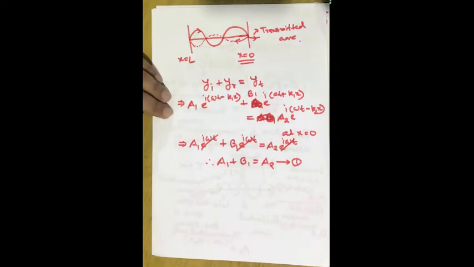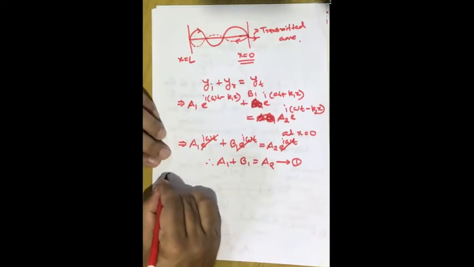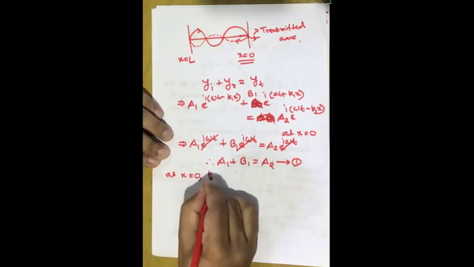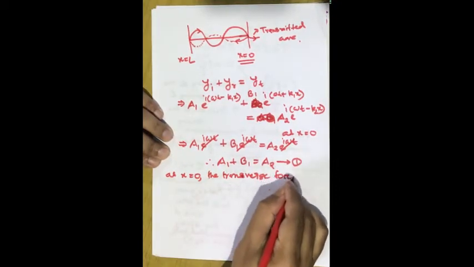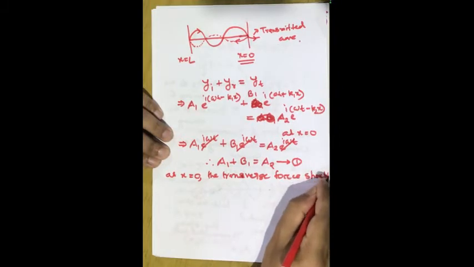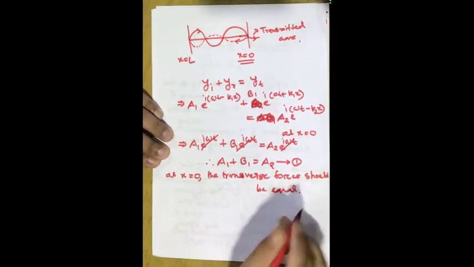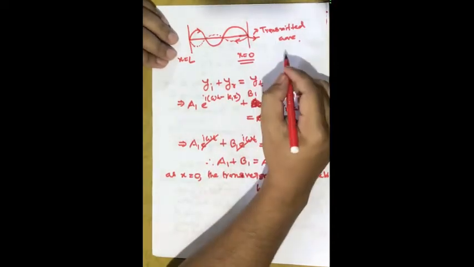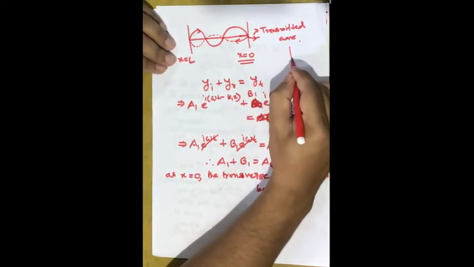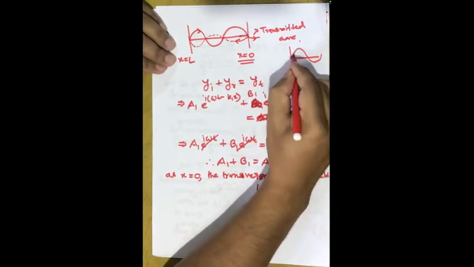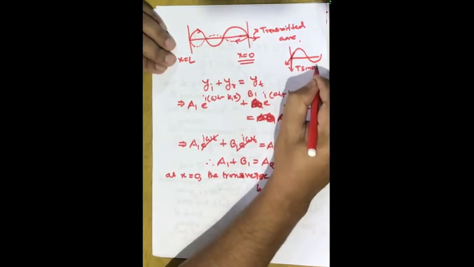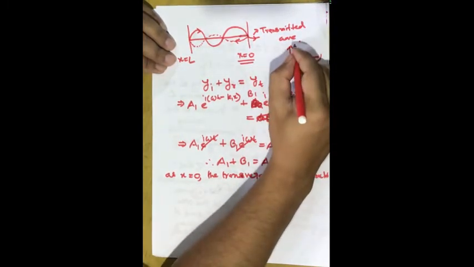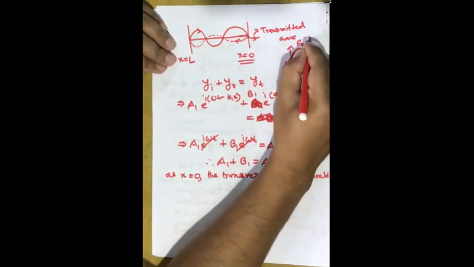The next boundary condition is that at x equal to 0, the transverse force should also be equal. If you remember what the transverse force was, I have already discussed it. Suppose at x equal to 0 we are considering an element, then the T sine theta component should be equal to f naught e to the power i omega t.